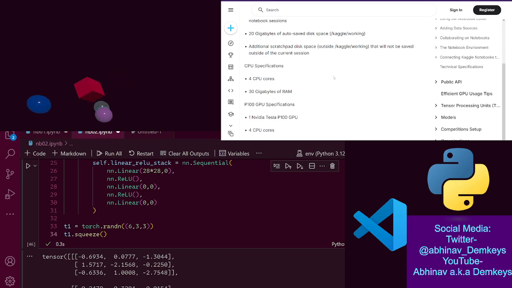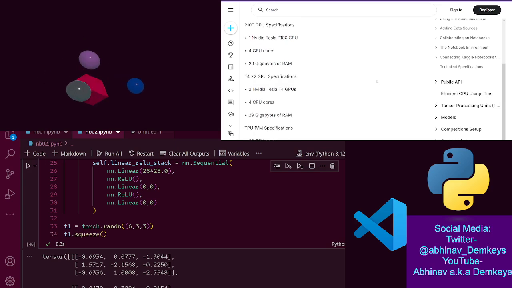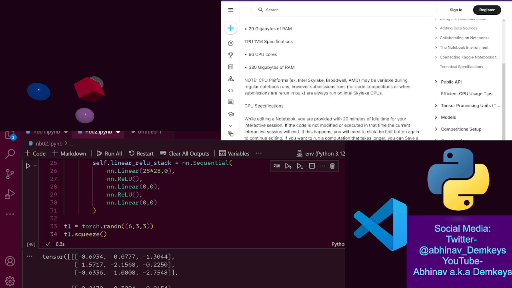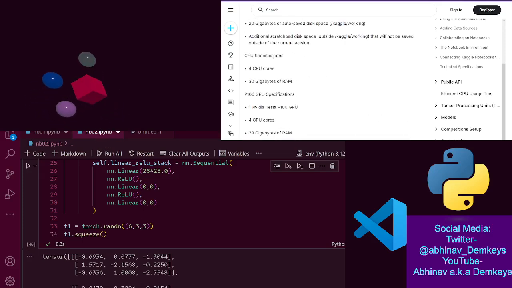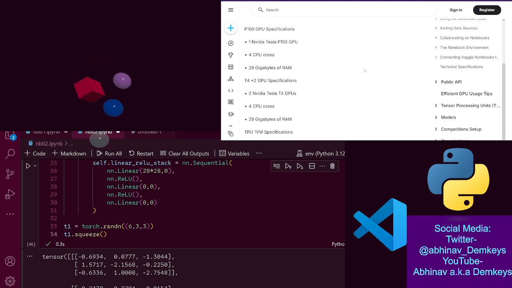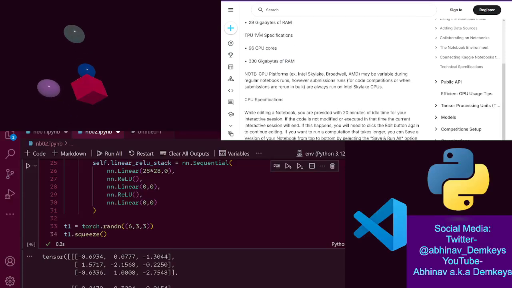Okay, it's 4 CPU cores, 30 GB of RAM, P100 GPU. Okay. No, wait, hold on. What is all this? Why? Wait, no, I'm confused. Why are these extra GPUs being mentioned? So there's CPU specifications, and then there's P100 GPU specifications, and then there's, hold on, T4 x2 GPU specification, and then there's the TPU 1 VM specification.